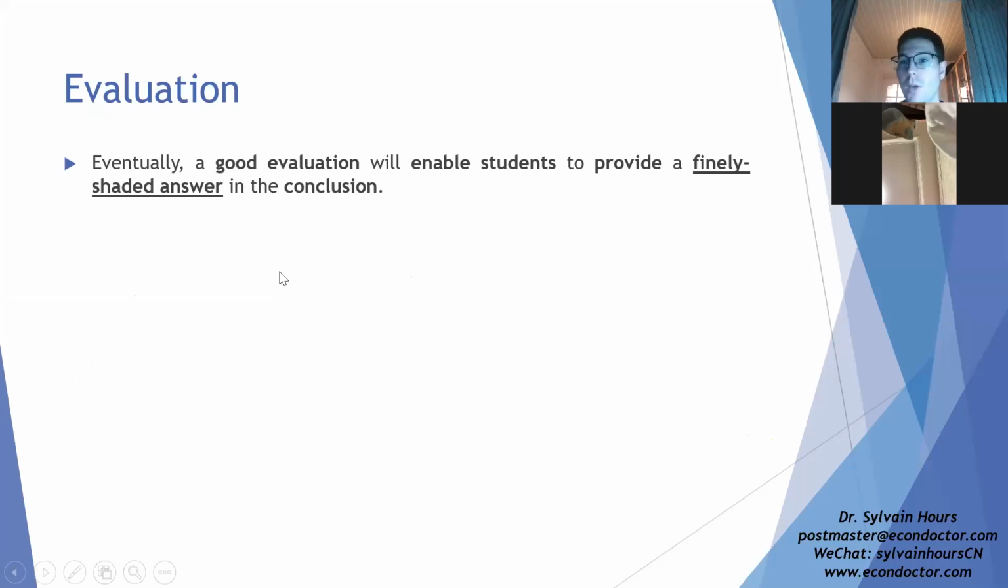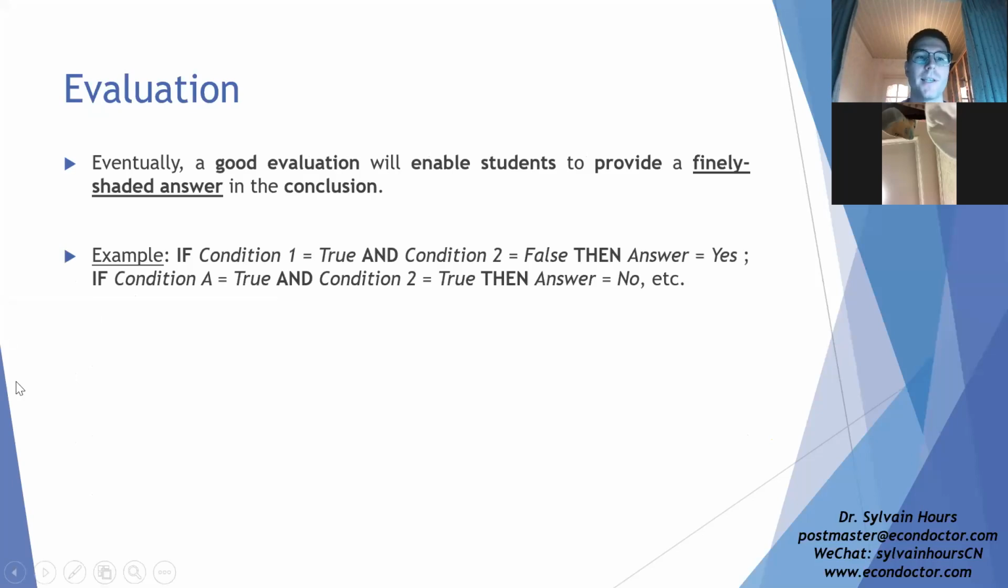What else? Once your students have pointed out all these factors that will have an influence on the best answer to provide, they will be able to provide a finely shaded answer in the conclusion. Something like: if condition one is true and condition two is false, then the answer to the essay question is yes. If condition A is true and condition two is true, then the answer should be no. It really looks like computer programming. I don't know if any of you have done that before, but that's actually the way I see it.